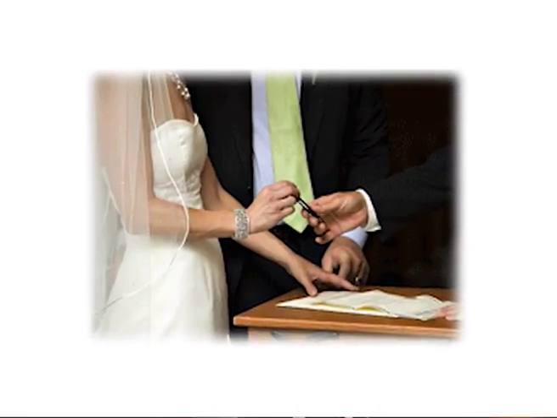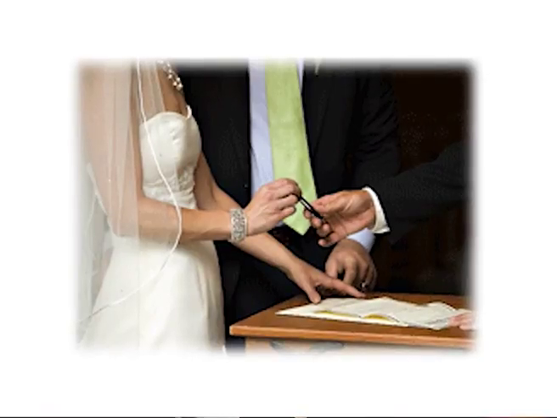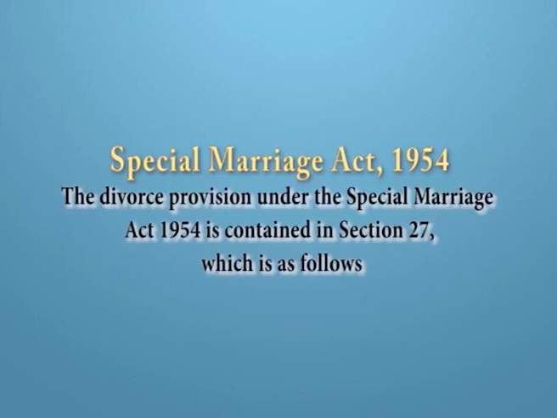that her marriage, whether consummated or not, was solemnized before she attained the age of 15 years, and she has repudiated the marriage after attaining that age, but before the age of 18 years. Special Marriage Act of 1954.